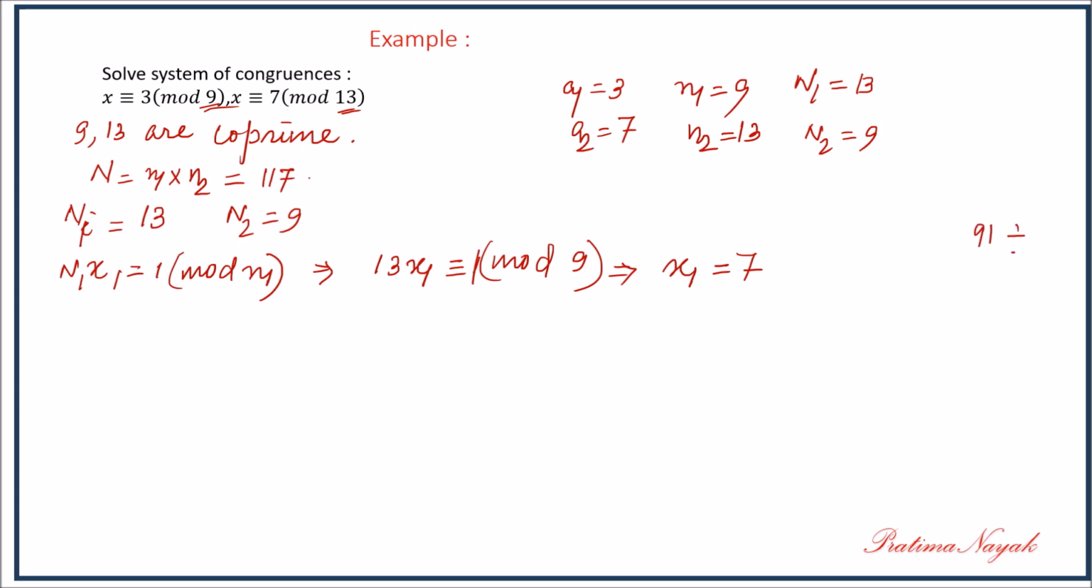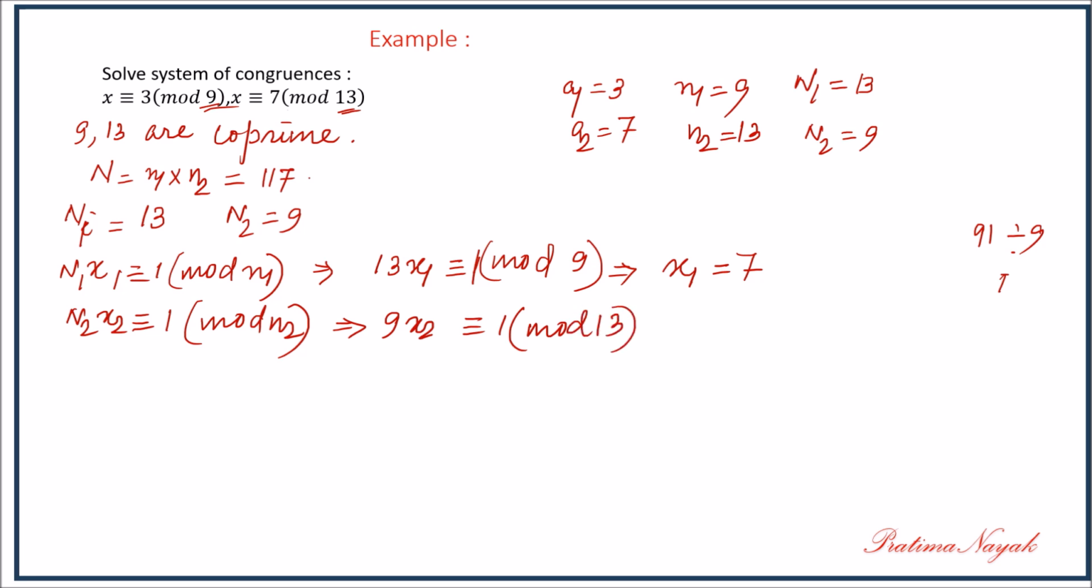When it divides with 9, it leaves one remainder. Next is n2: x2 is congruent to 1 modulo n2. That means 9x2 is congruent to 1 modulo 13. So 9, 2 times is 18, 3 times is 27. Yes, 27 gives us remainder 1 when divided by 13. So it will be 3. 9 times 3 is 27. So x2 is equal to 3.